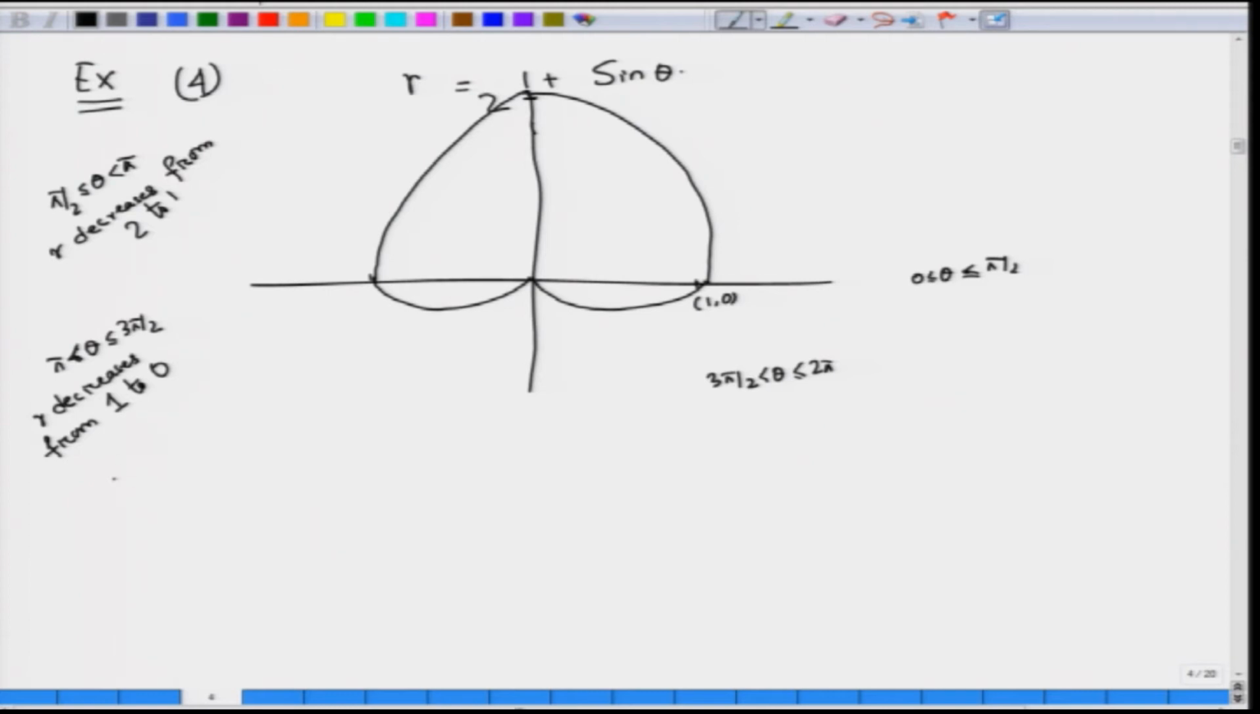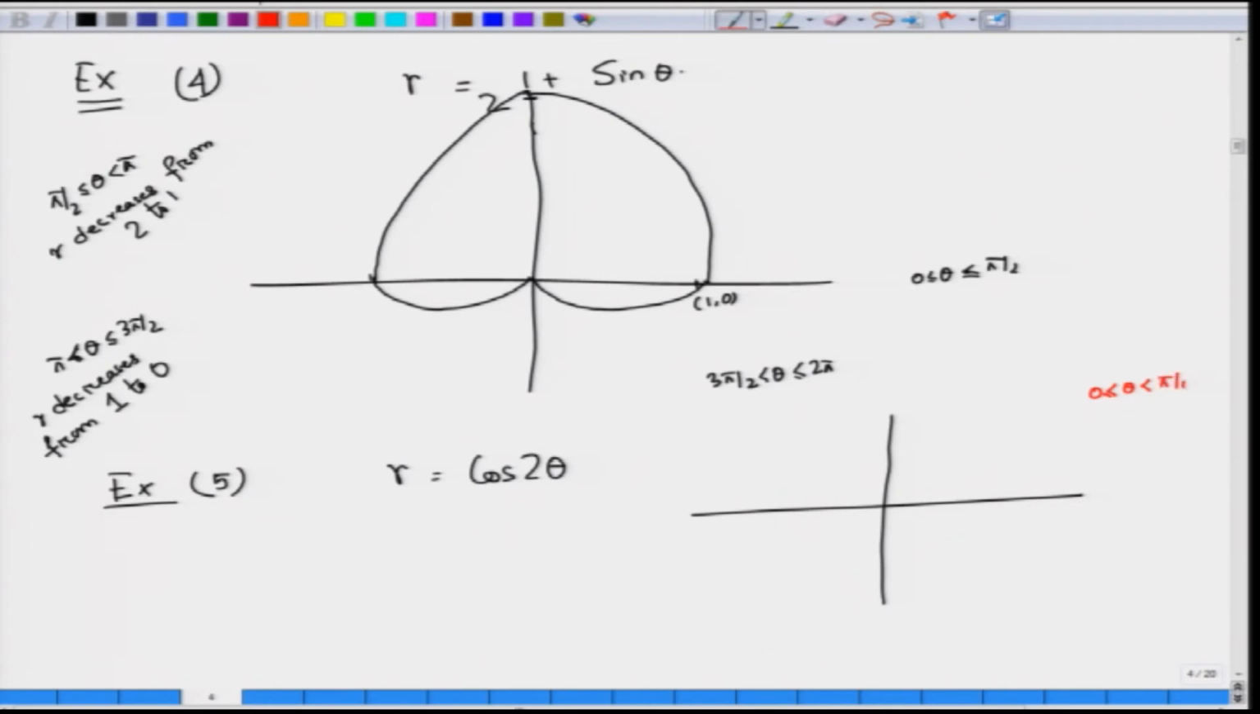Now, next example, this is example 5. So, let us consider the function r equal to cos 2 theta. Let us try to sketch the graph of this. So, now first try to look at when 0 is less than or equal to theta less than pi by 4, because 2 theta I want to move. So, if theta is equal to 0, r is going to be equal to 1. When theta equal to pi by 4, r is going to be cos pi by 2, which is 0. So, essentially this will come something like this.